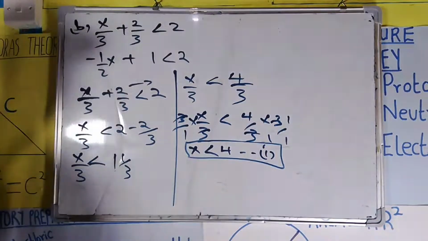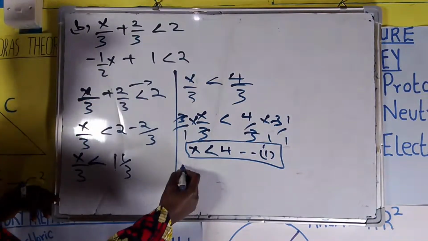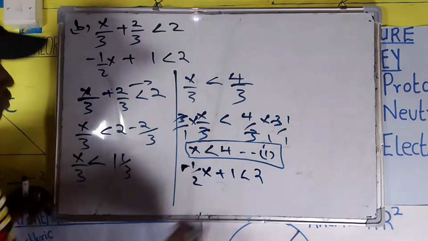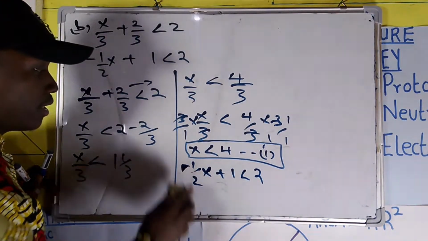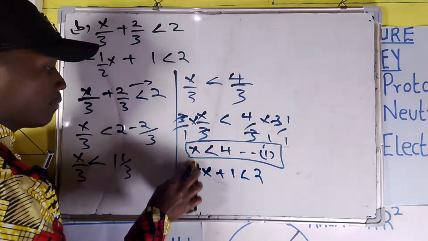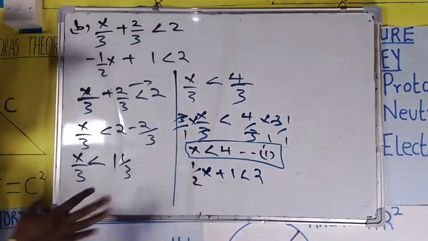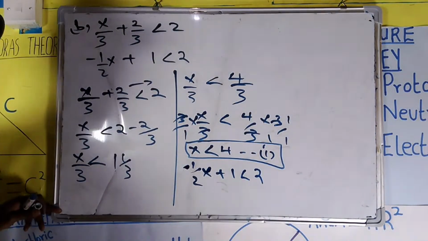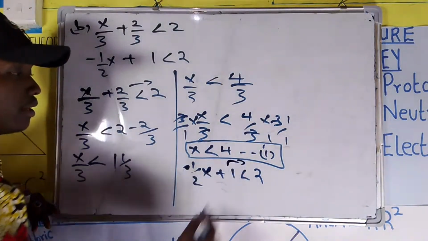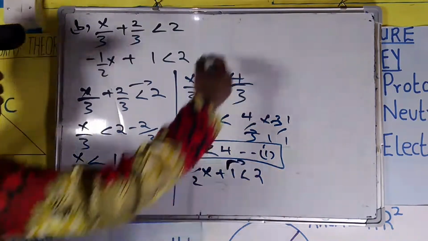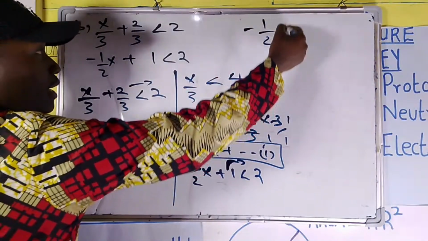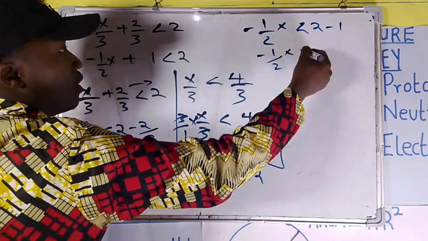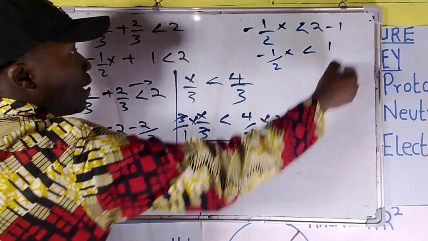So let us solve the second one. The second one we had is negative a half x plus 1 is less than 2. So what we are going to do in this particular case, we are going to put the like terms together. We take 1 to the other side and we will have negative a half x is less than 2 minus 1. So negative a half x will be less than 1.